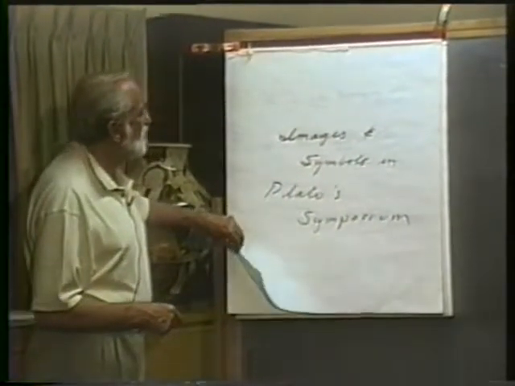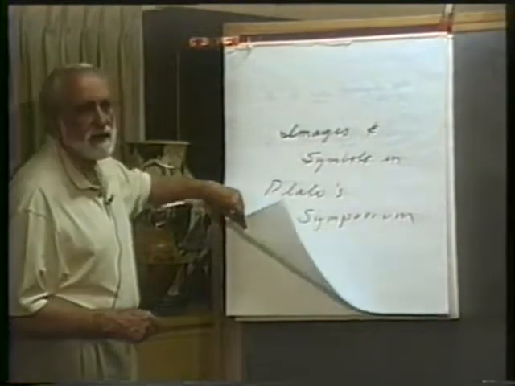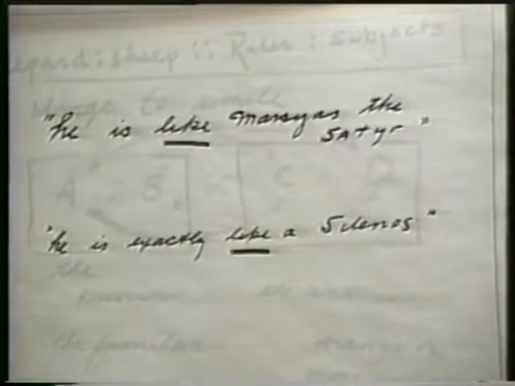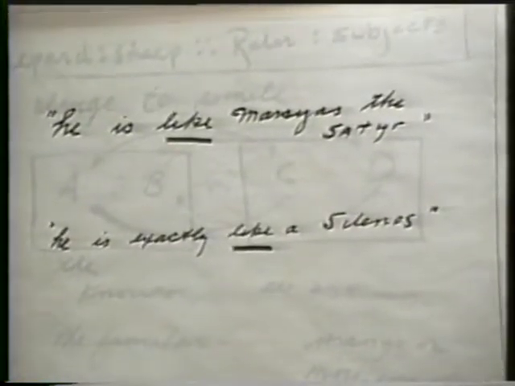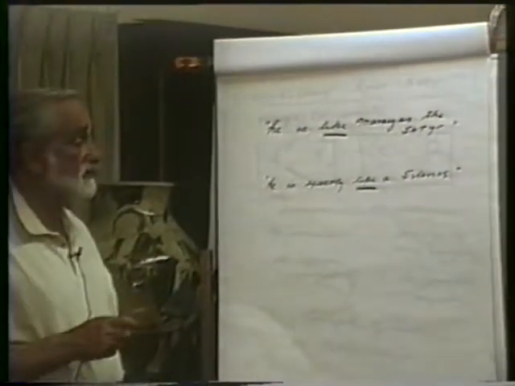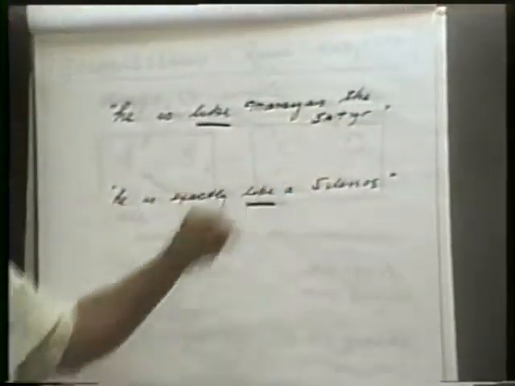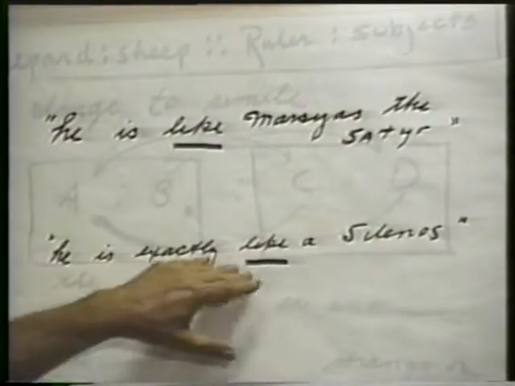So in order to get into it, I thought we'd do a little bit of work on the Symposium, primarily at this point, Alcibiades' speech. As he describes Socrates, he says, I'm going to tell you the truth about Socrates. That's where he starts his speech. He says, you people who were at the banquet, you don't know anything about Socrates. I know the truth about Socrates, and I'm going to reveal it. So he tells them, he is like Marsyas the satyr. Then again, he says, Socrates is exactly like a Silenus.